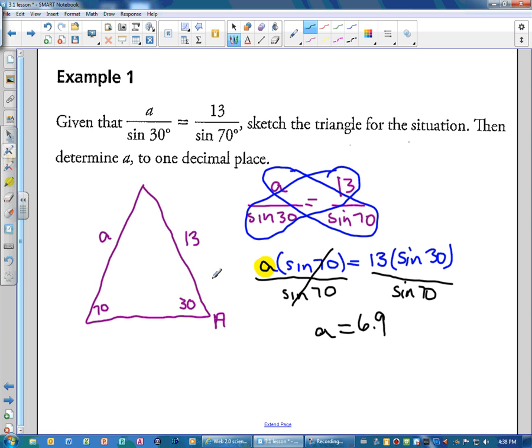Now you should just take a quick look, does that make sense? Across from my 70 was 13, so across from my 30 has to be smaller. 30 is smaller than 70, so the bigger angle will have a bigger side across from it, and 6.9 is smaller than 13, so that makes sense. And so you should always just take a quick peek and see, does a smaller angle create a smaller side, which of course it does. Okay, so when you want a side length, you set up your ratio and solve for the unknown.